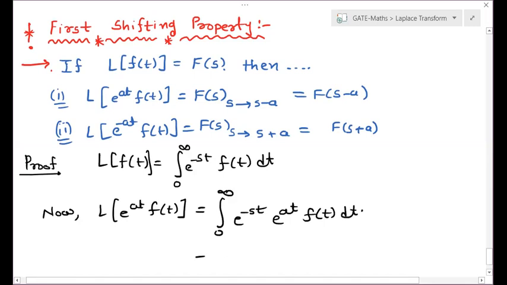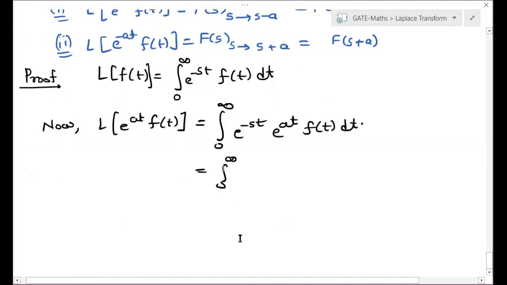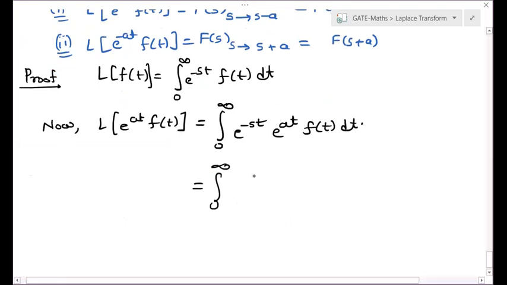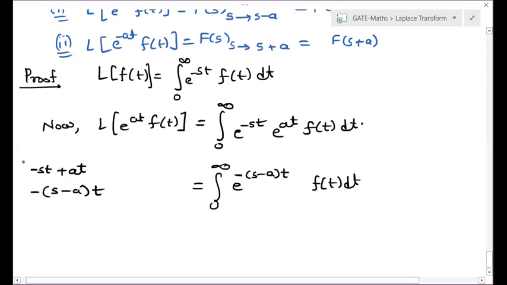So this will be your integration 0 to infinity. Here, see carefully, what I can write down over here is e to the power minus st plus at, f of t dt. And now if I'm taking t common from here, it can be written as e to the power minus (s minus a) t, because in minus st plus at, if I'm taking minus common, it will be s minus a, and if I'm taking t common, it is only this. Okay, so this is what I'm writing over here. Is it clear?